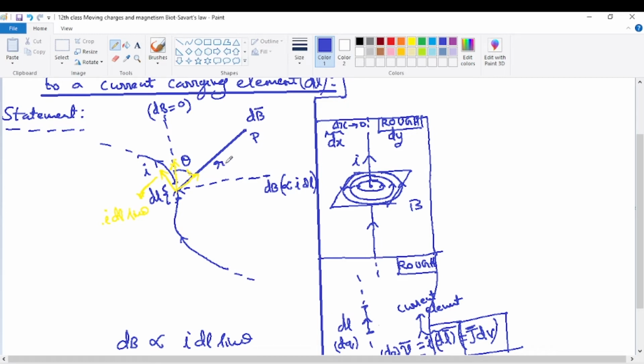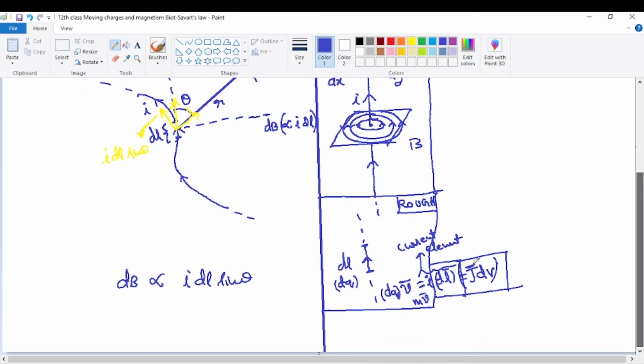So it's also an inverse square law, exactly similar to Coulomb's inverse square law in magnetism, where the force between two magnetic poles is inversely proportional to the square of the distance between the poles, and Coulomb's inverse square law in electricity, where the electrostatic force between two charges is inversely proportional to the square of the distance between them. In exactly the same way, the second part of the Biot-Savart law states that it's inversely proportional to the square of the distance of the point from the center of the element. So these are the two simple parts of the Biot-Savart law.